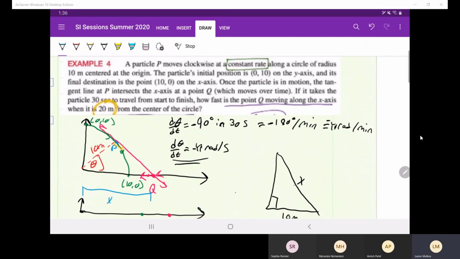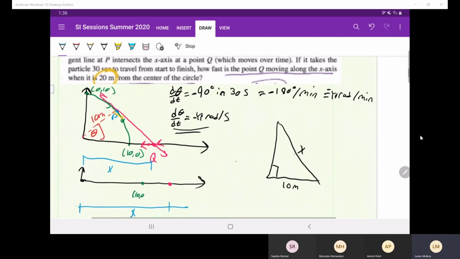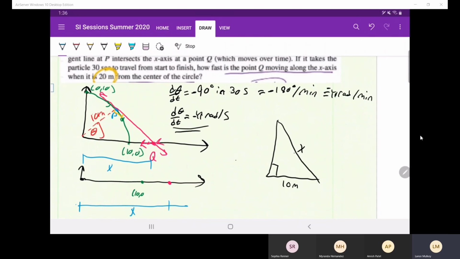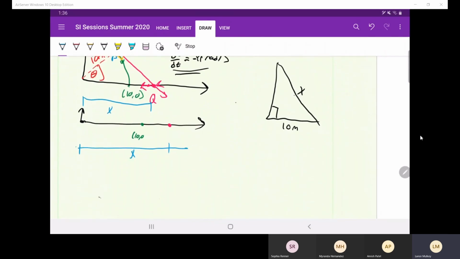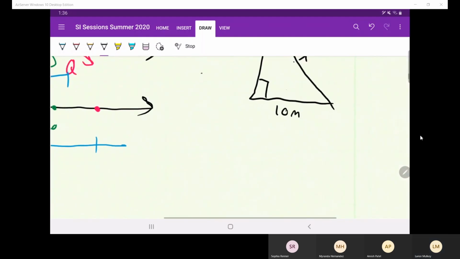Yeah, this is why you need the whole thing. When it's 20 meters from the center of a circle, you want Q to be at 20, 0. Anyway, so now, sorry this is cringy, guys, I know.